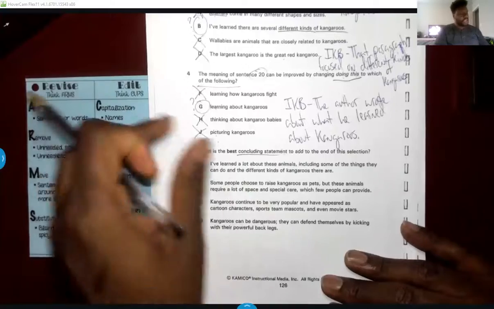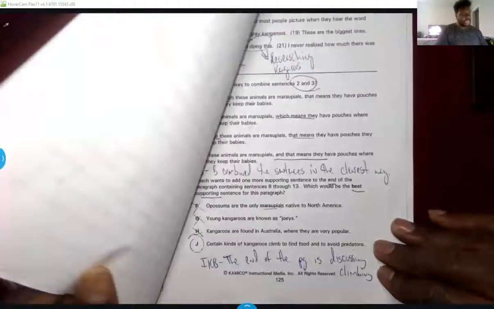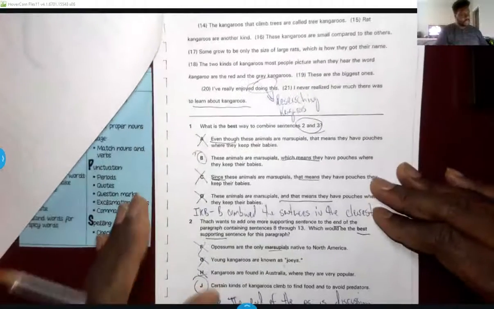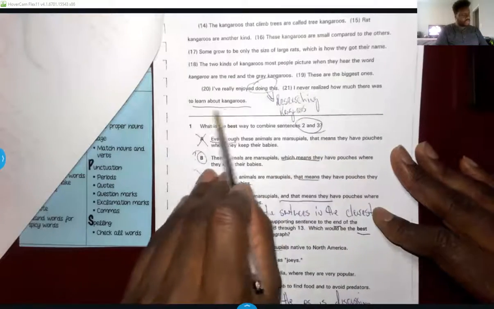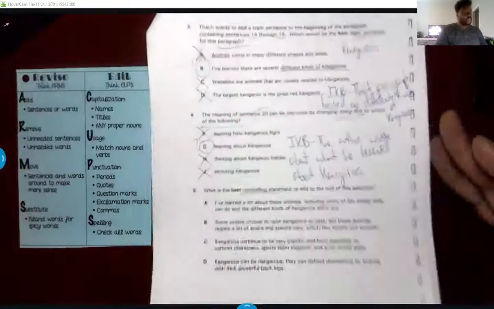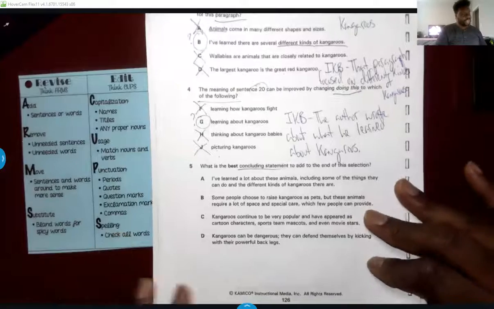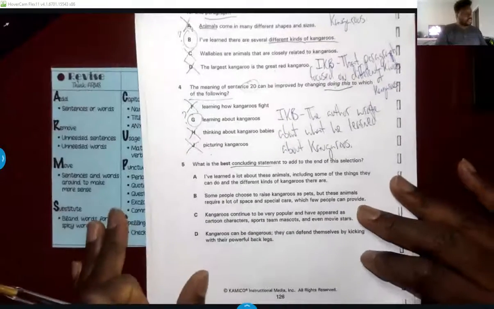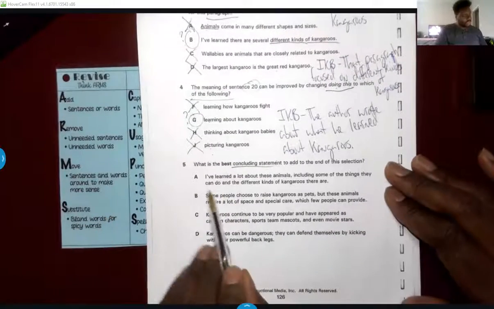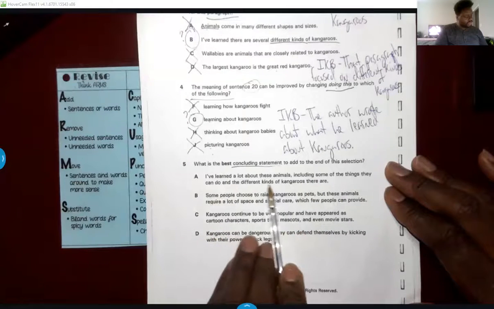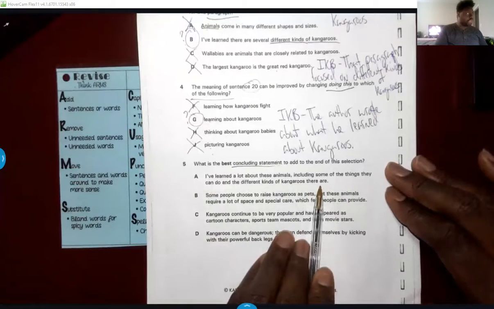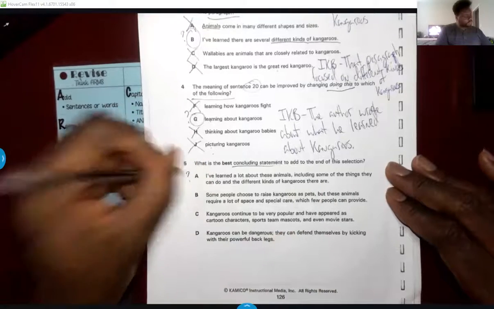okay? So let's go back and read that last paragraph so we can get an idea of how we should conclude it. So I'm going to just read the last bit. I've really enjoyed doing this, which was researching kangaroos. I've never realized how much there was to learn about kangaroos, okay? So kind of wrapping up that he enjoyed researching and that he learned so much about kangaroos, okay? A, I've learned a lot about these animals, including some of the things they can do and different kinds of kangaroos there are. Okay, I think that kind of sums it up a little bit.